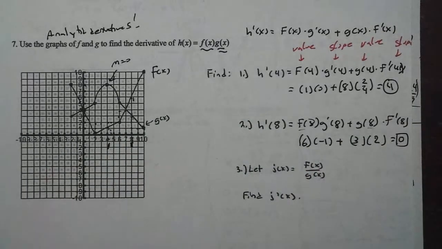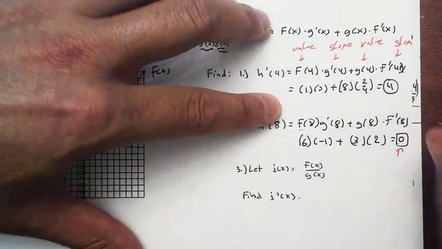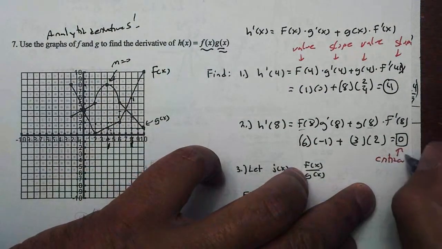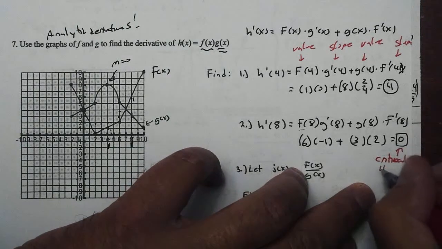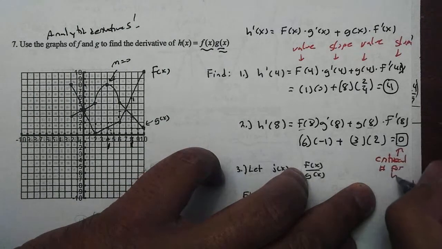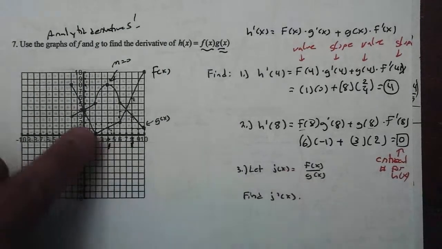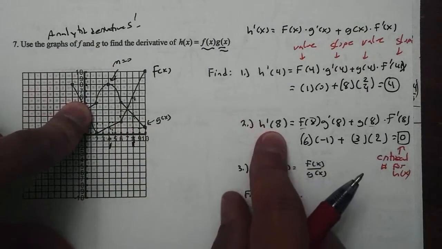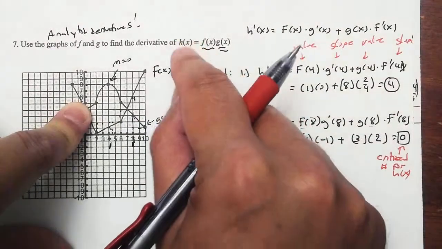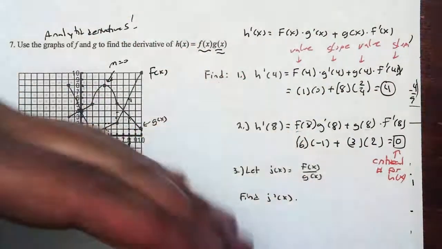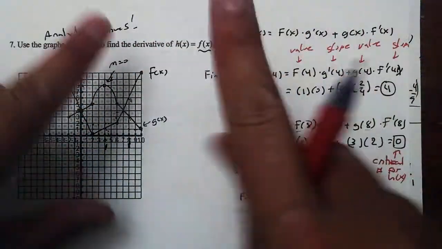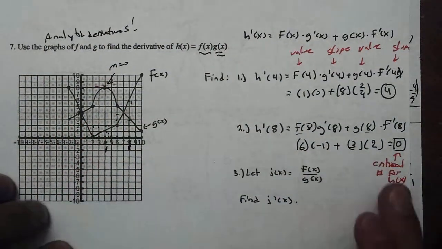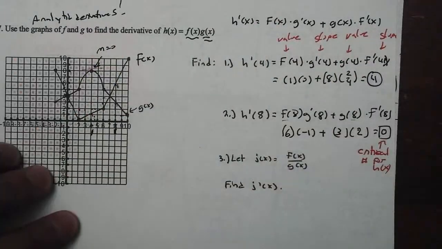Now this is very interesting. Take a look here. This is a critical number. That's a critical number for h of x. Even though we can't see the graph of h of x, we know at x equals 8, h of x has a critical number. In other words, it has a horizontal tangent. It could look something like this. So even though we can't see the graph, we can explain a lot about it.